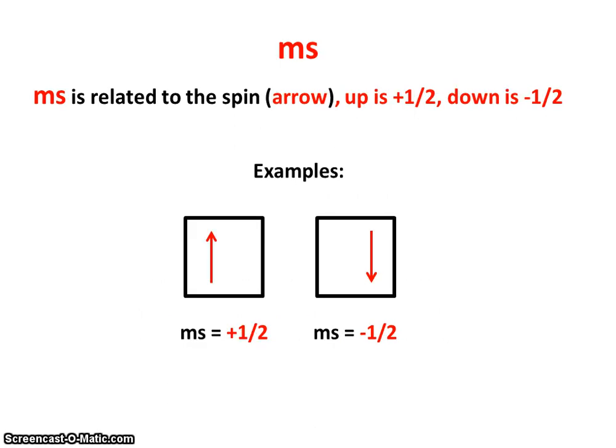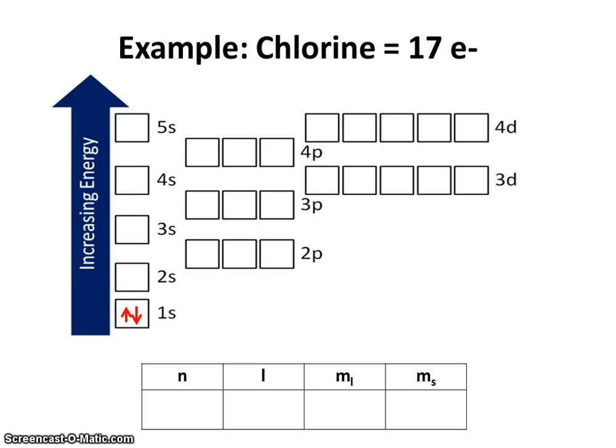The last quantum number is ms. ms is related to the spin of the electron. Basically, if the arrow is pointing up, ms equals +1/2. If the arrow is pointing down, ms equals -1/2. So now let's look at some examples.